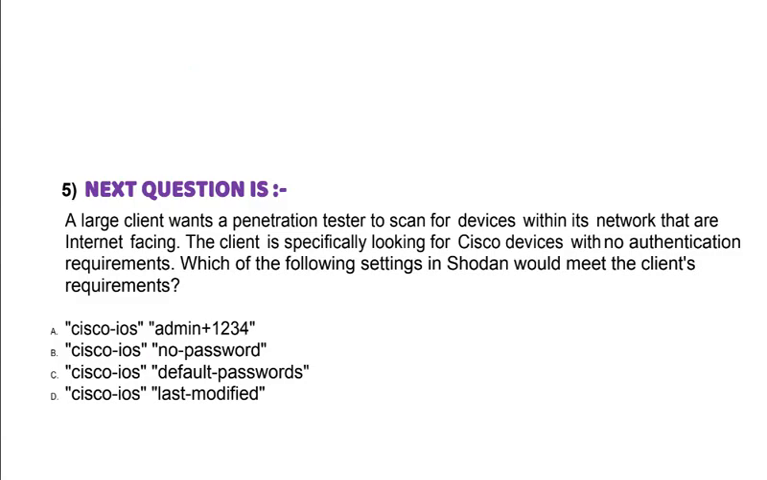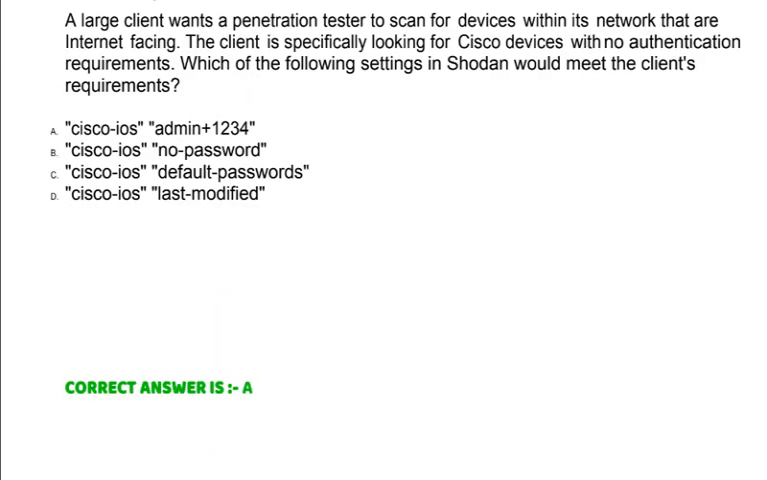Question is, a large client wants a penetration tester to scan for devices within its network that are internet facing. The client is specifically looking for Cisco devices with no authentication requirements. Which of the following settings in Shodan would meet the client's requirements? Option A, Cisco IOS admin plus 1234. Option B, Cisco IOS no password. Option C, Cisco IOS default passwords. Option D, Cisco IOS last modified. Correct answer is option A.